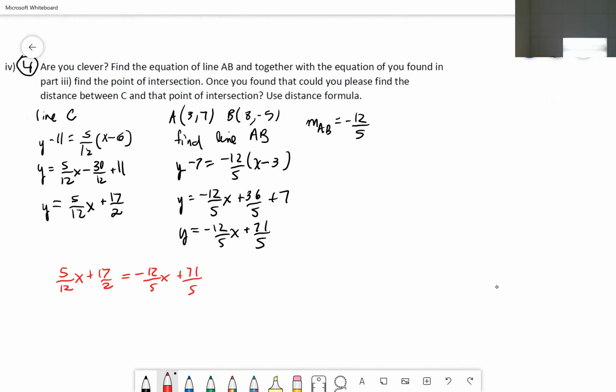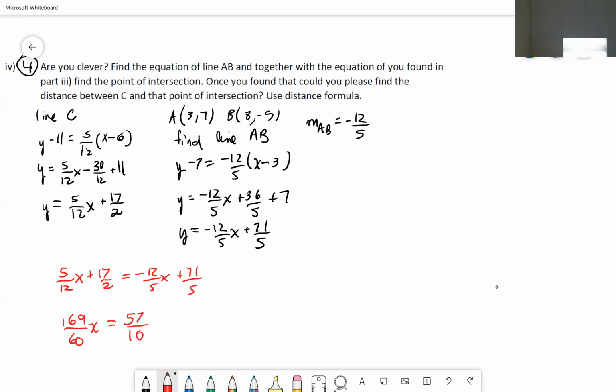And so this would come out to some weird number here. Wait, I messed that up. I put this wrong in the calculator, of course. You get 169 over 60 x, and then you're subtracting the 17 over 2. So 71 divided by 5 minus 17 divided by 2. And now I get here 57 over 10.